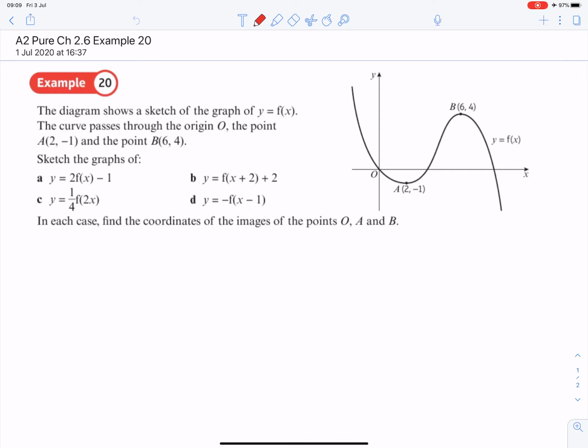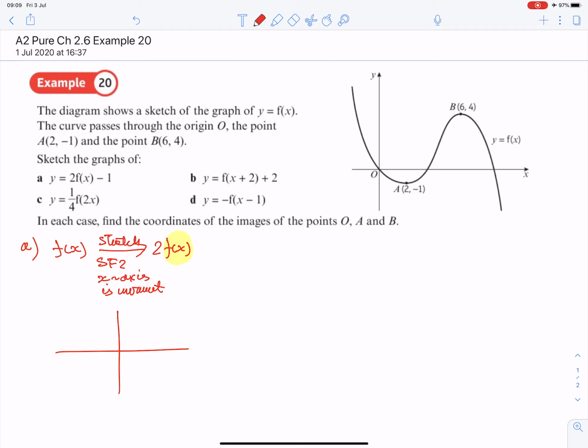B. So, I like to do these by building them up using small sketches before I do the final thing. So if I think of f of x, what do I do to get to 2 lots of f of x? Well, that's a stretch, scale factor 2, and because the 2 is outside of the function f of x, it's not inside the bracket with the x, it's got to move the points in the y direction. So the x-axis is invariant. So that means the graph, as far as my sketch is concerned, stays the same shape, but my y coordinates have doubled. So this will be (2, -2), and this will be at (6, 8).